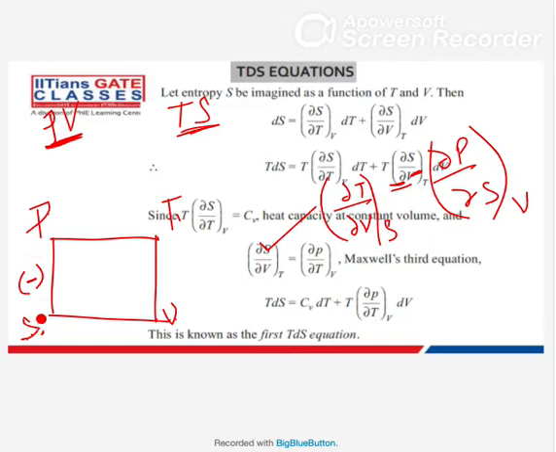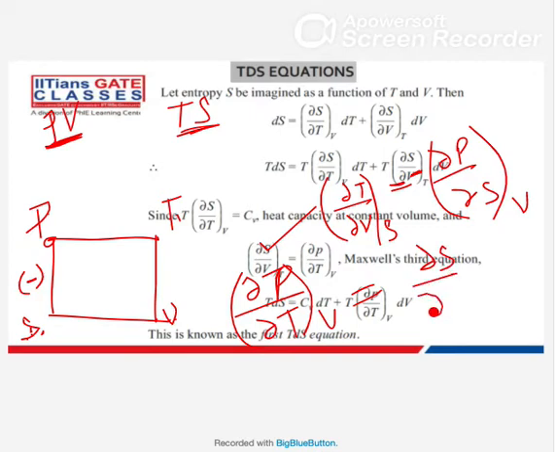You can start from any state point and go in any order, clockwise or anti-clockwise. All you have to do is start from any point, like dou P by dou T at constant volume is equal to, jump one step ahead, and then dou S by dou V, go anti-clockwise, dou S by dou V at constant temperature. So like this you can write all Maxwell equations.